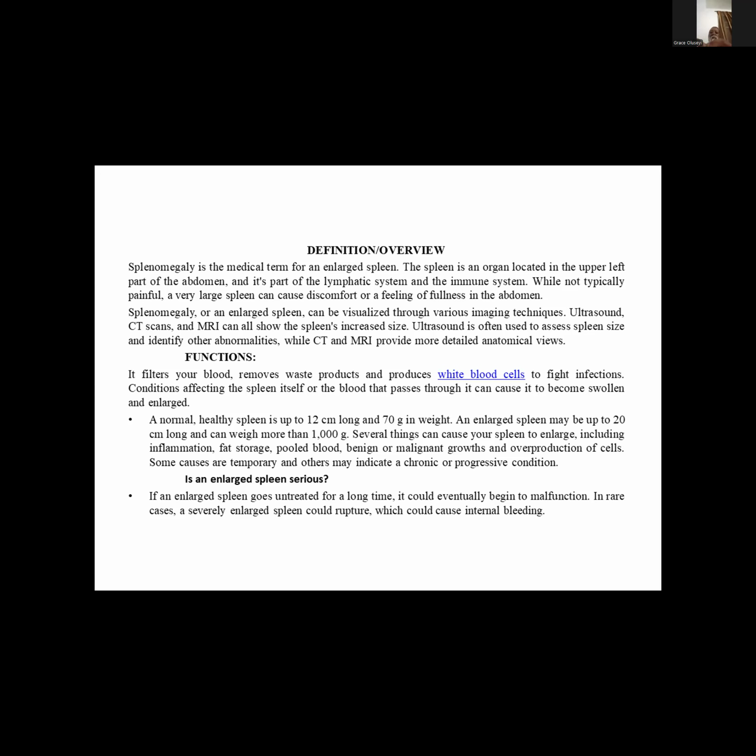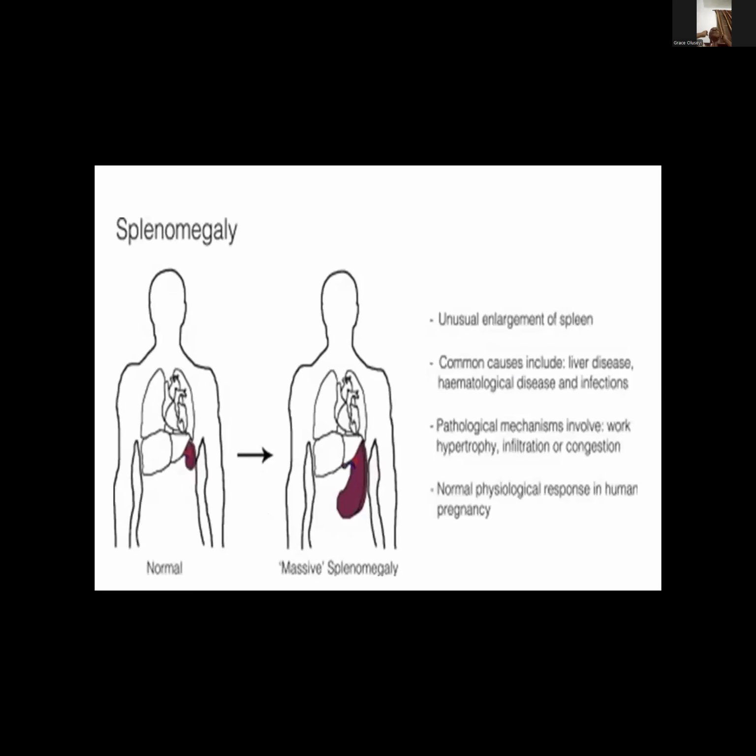Now, one thing we must understand is that a normal healthy spleen is around 12 centimeters long and 70 grams in weight. How do we get to know this? During a scan, it is easy to measure the length of a healthy spleen. But when it becomes enlarged, it can get up to 20 centimeters long and 1,000 grams in weight, and even more when it becomes highly inflamed. So we're going to see all this in today's class.